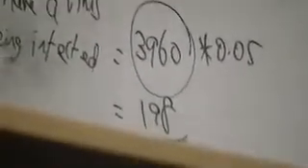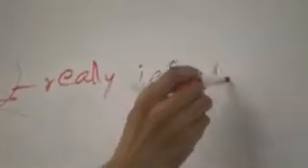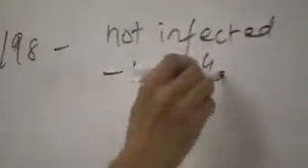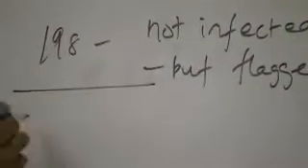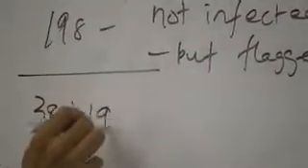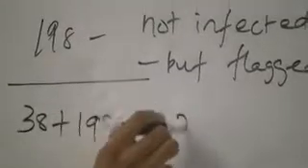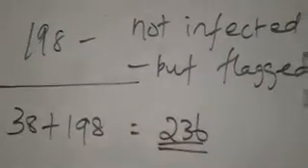Okay? So totally you have what? 38 are really infected, and how many are not infected but are considered to be infected? 198. 198 are not infected but flagged as infected. So the total computers which are identified as infected is 38 plus 198, which is how much? 236, right?